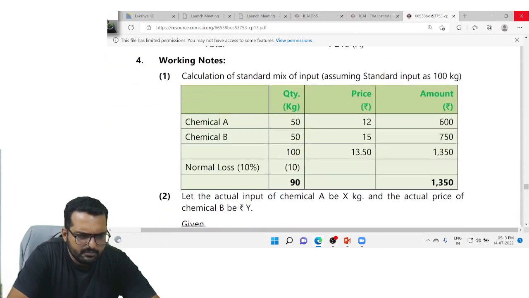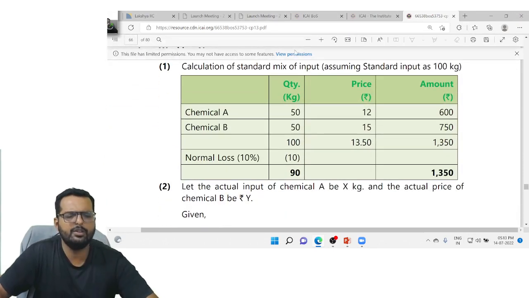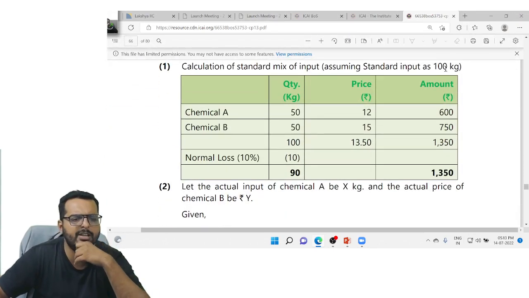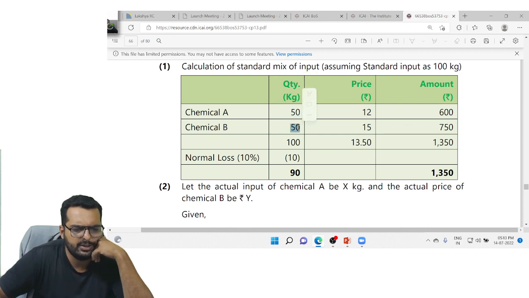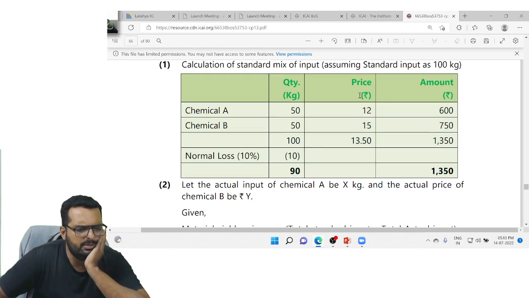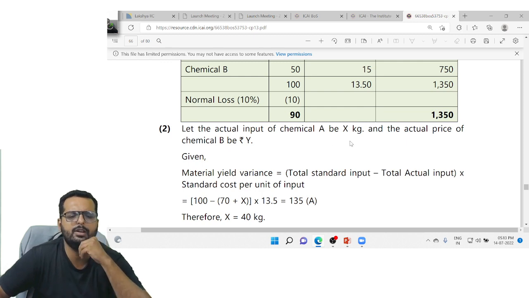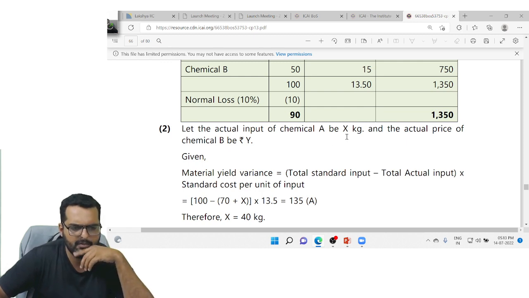All right. They brought a beautiful new question. They have taken the standard mix, assuming the input as 100 kg. They took 50-50. Minus 10 is given, you get 90. Price is also given over here, and they get the total price. So they have made an assumption that the actual input of chemical A be X, and the actual price be Y.